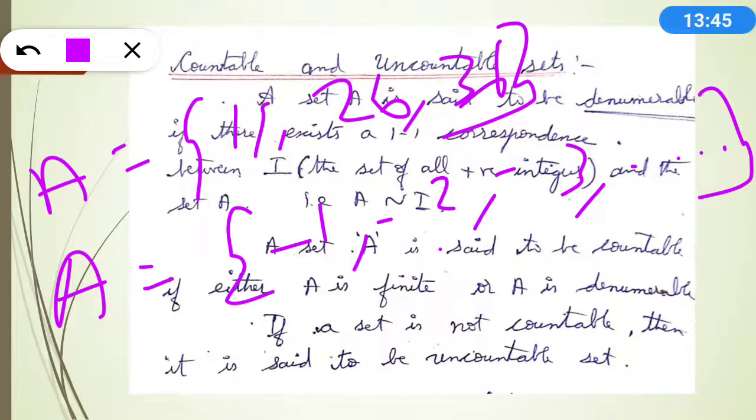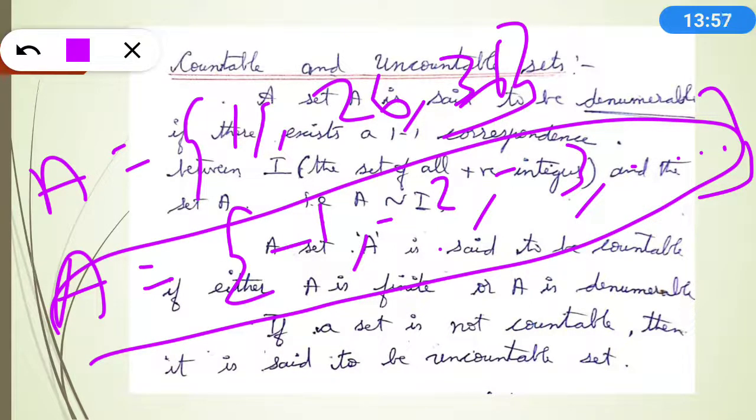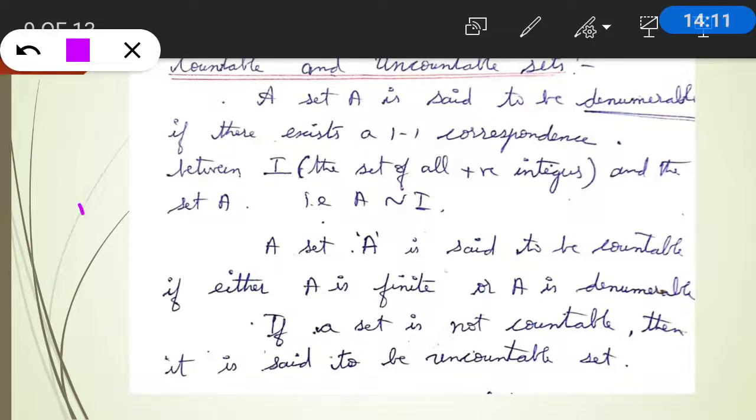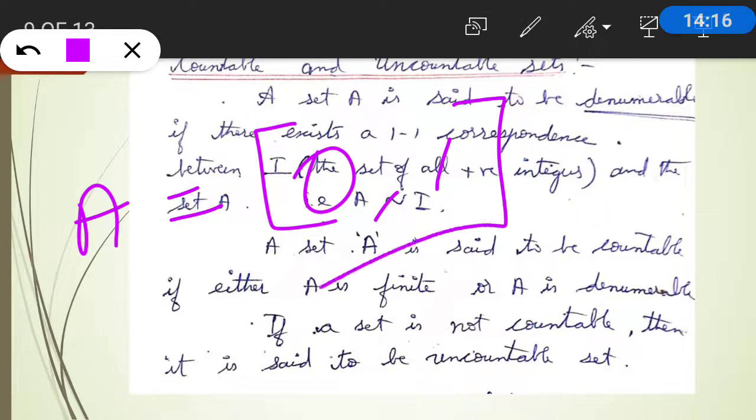If I am not able to assign an integer value, or if it is not finite, then it will be what? Uncountable set. For example, let me take A to be the closed interval [0, 1]. How many values are there between 0 and 1? Tell me. There will be an infinite number of elements. Therefore, it is uncountable. I hope you understand. We will quickly move on to our next theorem.